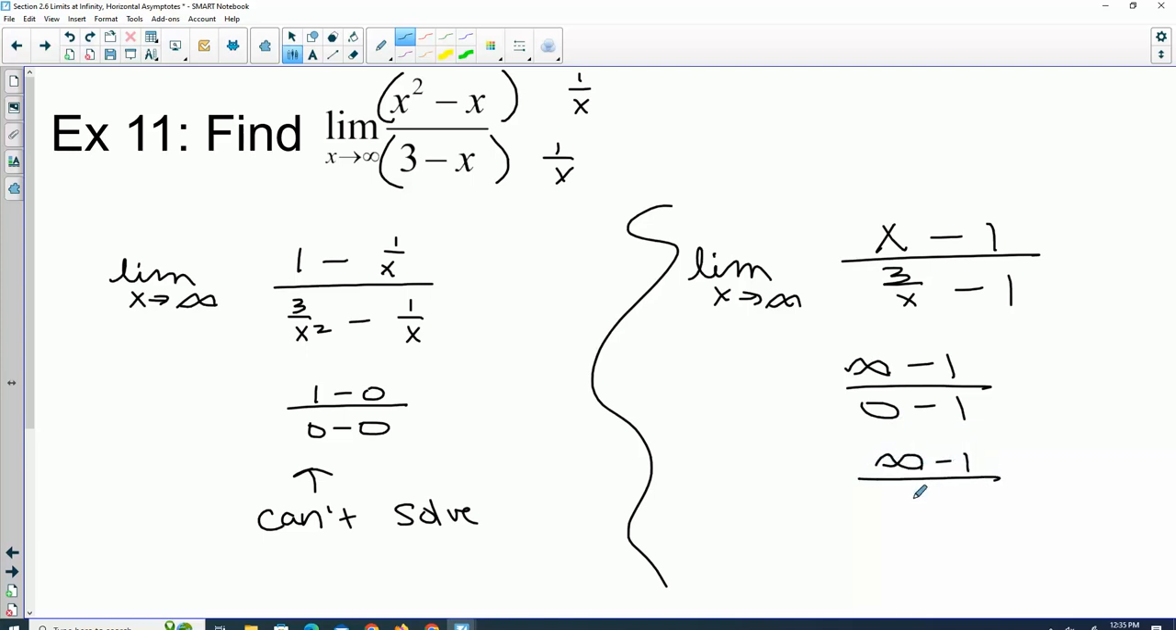If it's a number over infinity, remember our pizzas: we have a pizza and we invite more and more and more people in, so each person gets less pizza. What happens if you take a really big number and subtract one? Big number. Big number divided by a negative, so it's a negative big number.